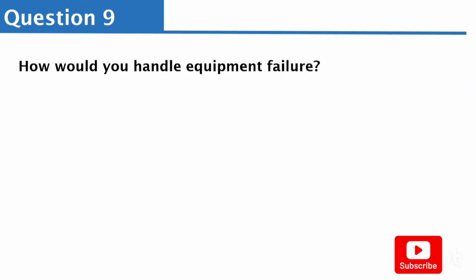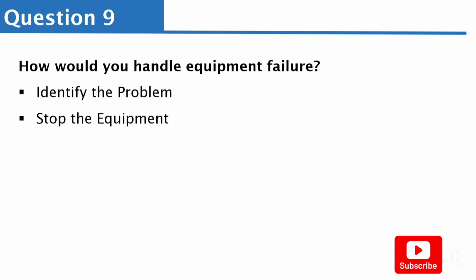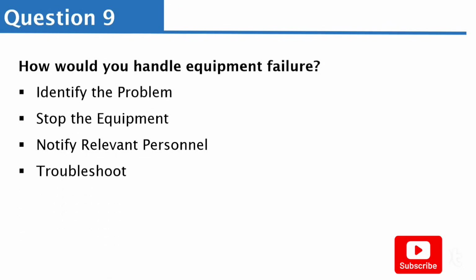Question number 9. How would you handle equipment failure? Again, I'm going to try not to teach this. First of all, you identify the problem. So you find out what exactly is the problem. You can stop the equipment. Once you stop the equipment, you can now notify the relevant personnel, like your senior member of staff, okay? Maybe your laboratory manager, including even the engineers, the manufacturer of the equipment. You can notify them what is going on, okay? Then you can do troubleshooting to see how you can take care of that problem.